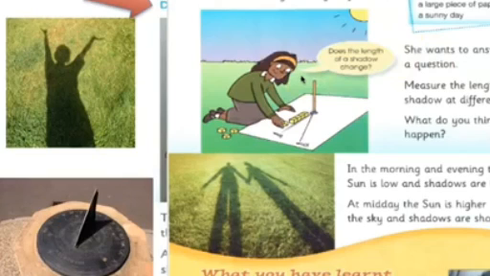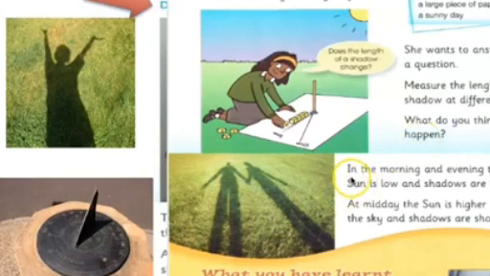This is called a tape measure. You can use this to measure. You have to show them the number. It has inches and centimeters. It's like a ruler, a long ruler, a tape ruler. Measure the length of a shadow at different times. What do you think will happen?